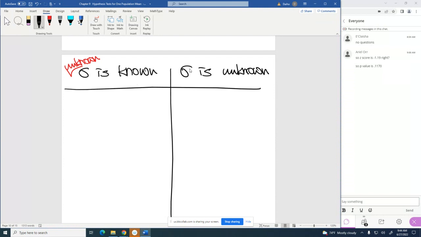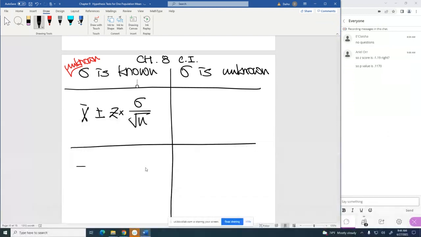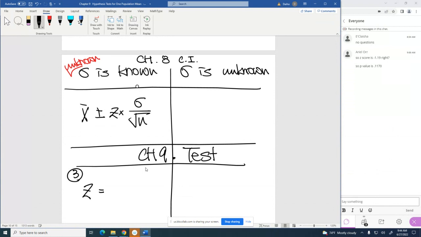In chapter 8, the confidence interval was x bar plus or minus the z times sigma over square root of n. Let me add chapter 9 here. The hypothesis test, step 3. The test statistic was the z-score: x bar minus mu 0 over sigma over square root of n.